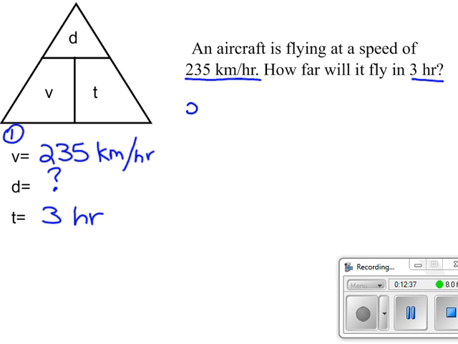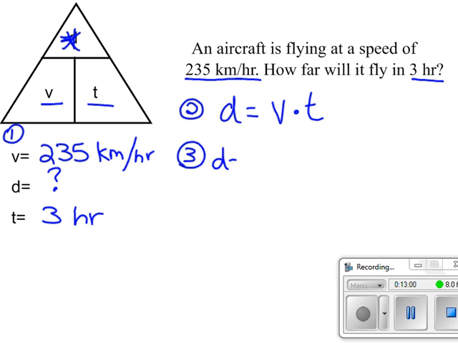So my second step is to write out the equation. If I'm trying to solve for distance, distance equals, notice these 2 numbers are next to each other, and in a math problem they would be multiplied. So it's velocity times time. So now I'm just going to plug in my numbers. That's step 3. Remember, it's important to always have the units with the numbers. So I have 235 kilometers per hour times 3 hours.